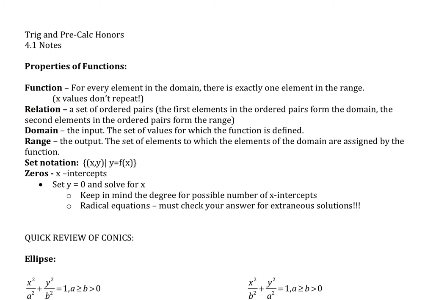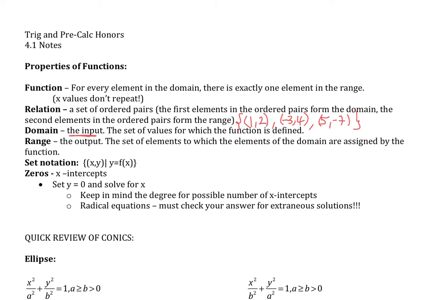So a function, we know, for every element in the domain there's exactly one element in the range, and that means that the x values won't repeat. A relation is a set of ordered pairs. So it usually looks something like this, where I have a list of coordinates like that. Domain is the input.